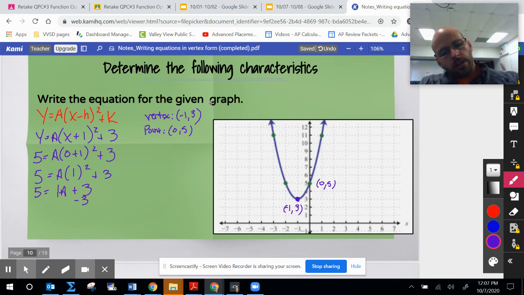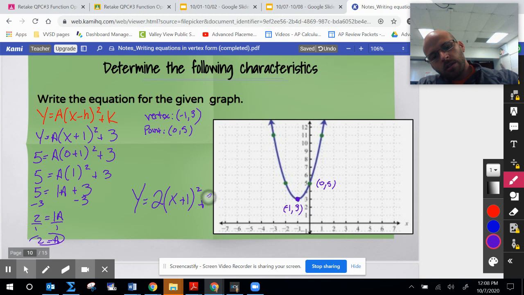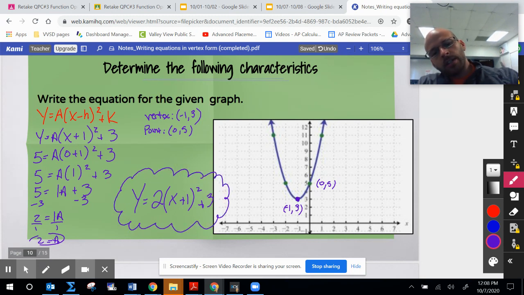1 squared is still 1, a plus 3. So I'm going to subtract the 3. 5 minus 3 is 2. So I know 1a equals 2. Divide by the 1, and I get a to be 2. So my equation for this quadratic is my a value, which is 2, times x minus my value. So if you subtract a negative 1, that's really just plus 1 squared plus 3. And that is the equation of my quadratic in vertex form. Okay?